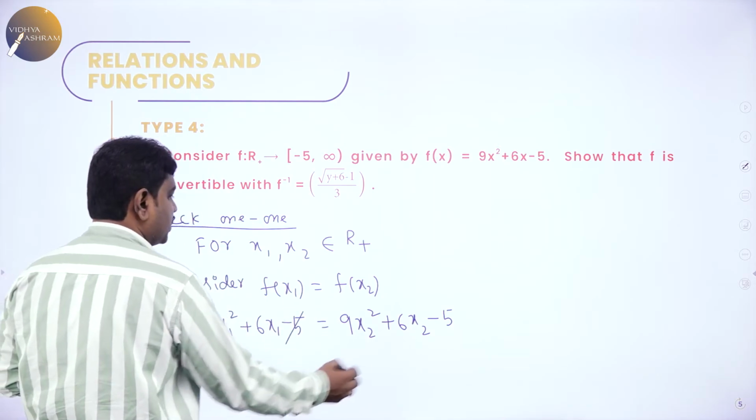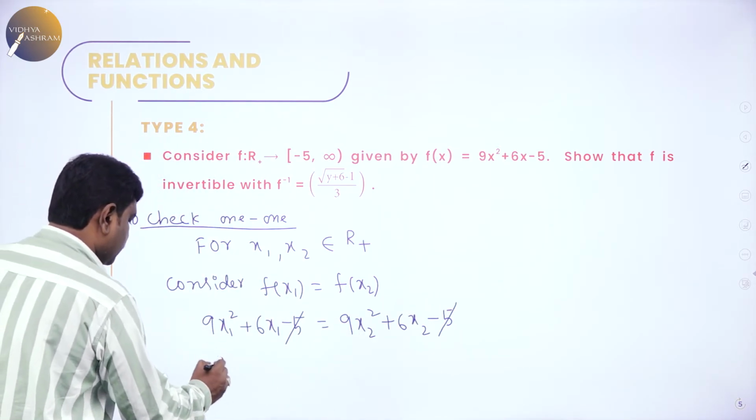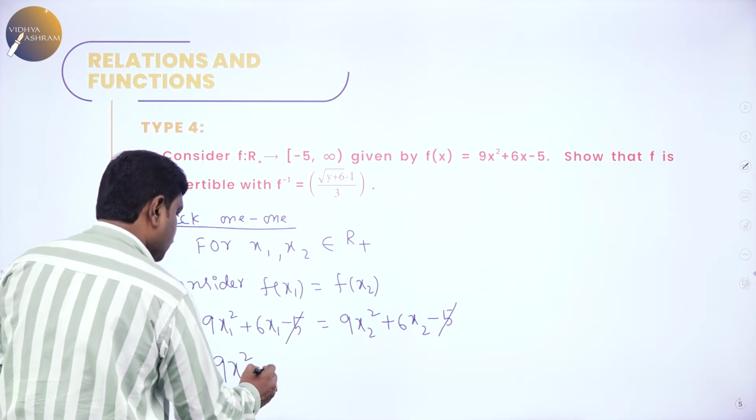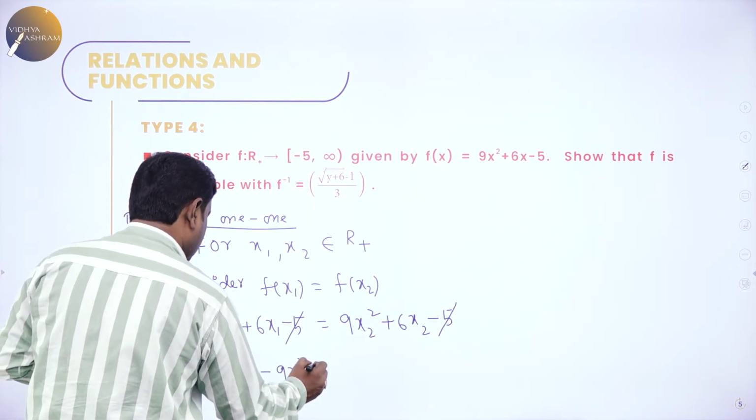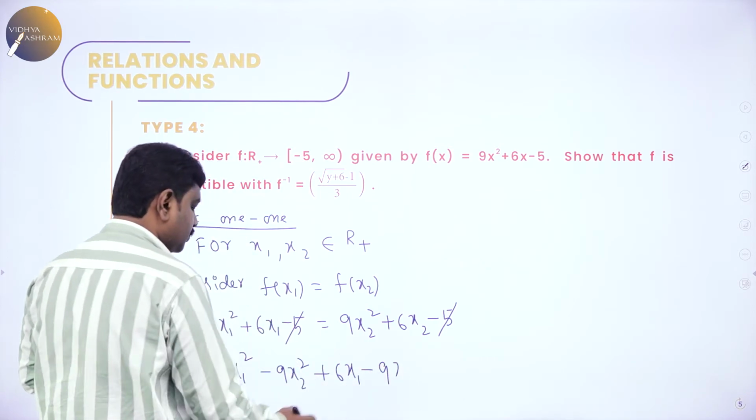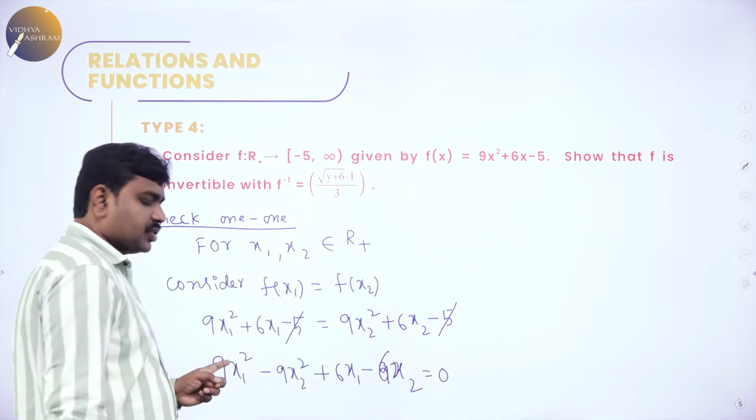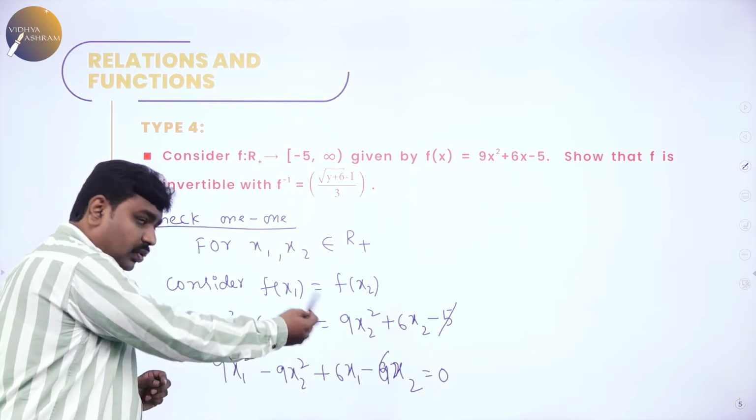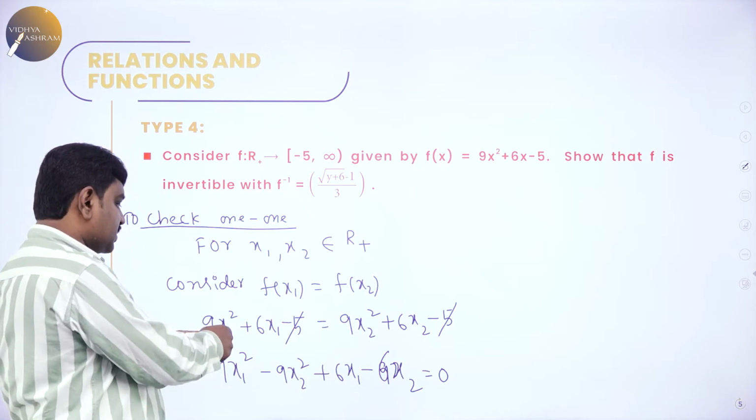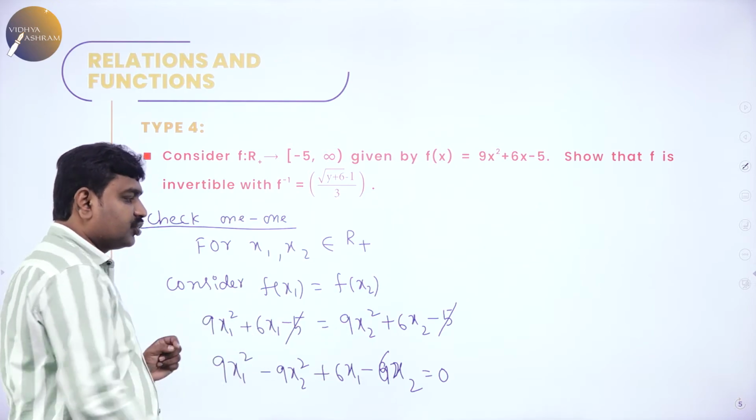Then minus 5 cancels. Bring all the terms to LHS. Then we'll get 9x1 square minus 9x2 square plus 6x1 minus 6x2 is equal to 0. Observe carefully. I am bringing all the terms to what? LHS. Because this is x1 square but this is x2 square, they are not like terms. So bring all terms to LHS.